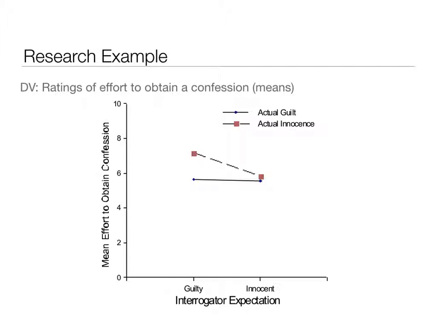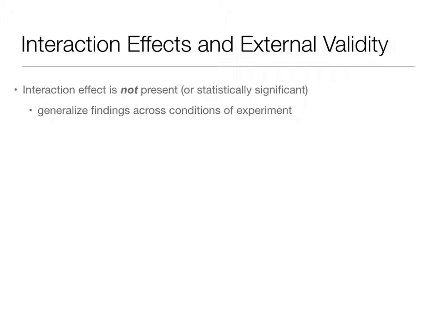Again, you can see that here because these lines are converging. They start further apart and they get closer together. Anything other than parallel again indicates this. When an interaction effect is not present or statistically significant, we can really generalize those findings across the conditions. So we can generalize the findings of our main effects, okay? So we have a lot of external validity when we do not have an interaction effect, okay?